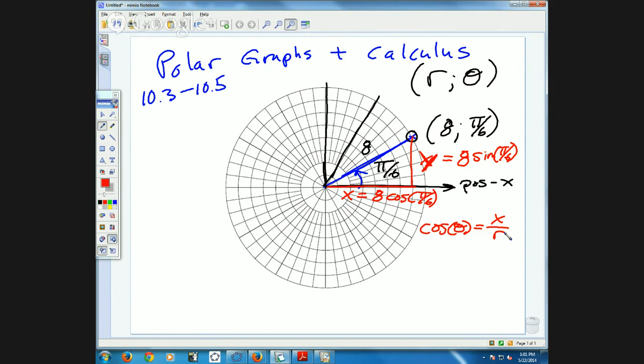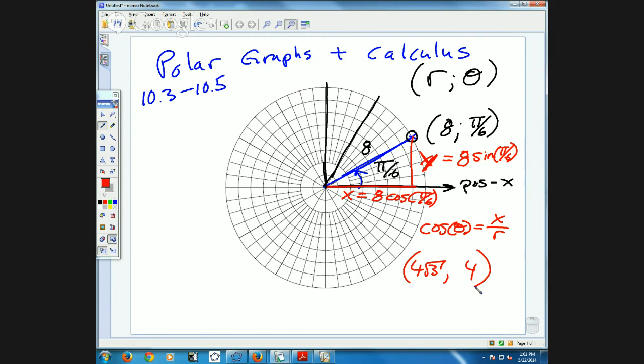Anyway, as far as xy coordinates, this would be the point where x is square root of 3 over 2 times 8, which would be 4 square root of 3. And 1/2 of 8 would be 4. So that's the corresponding point in rectangular coordinates. So we could easily move back and forth between rectangular and polar.